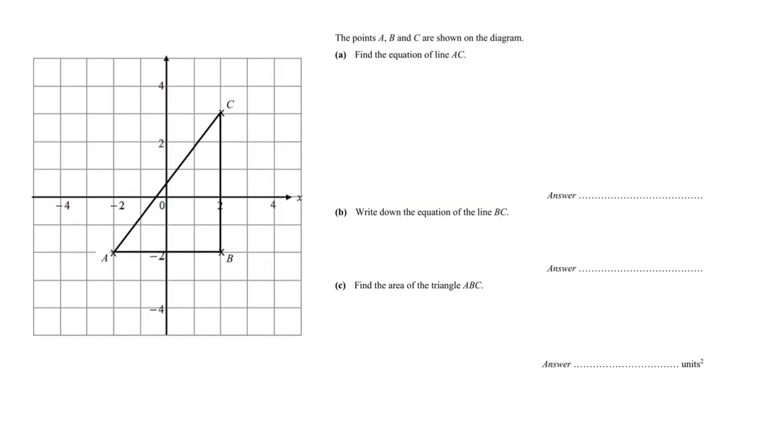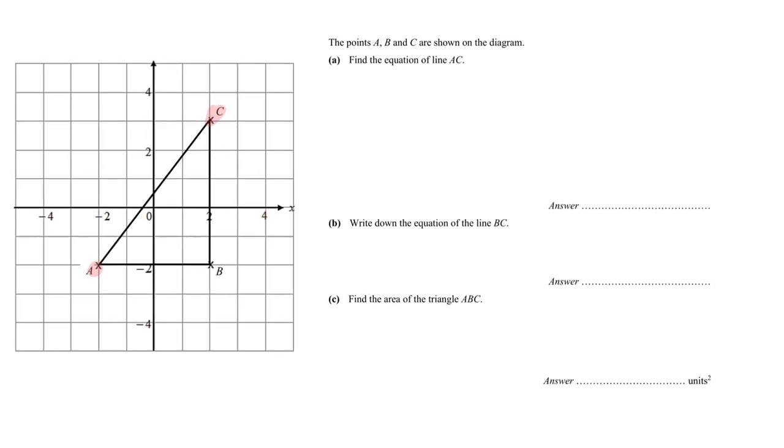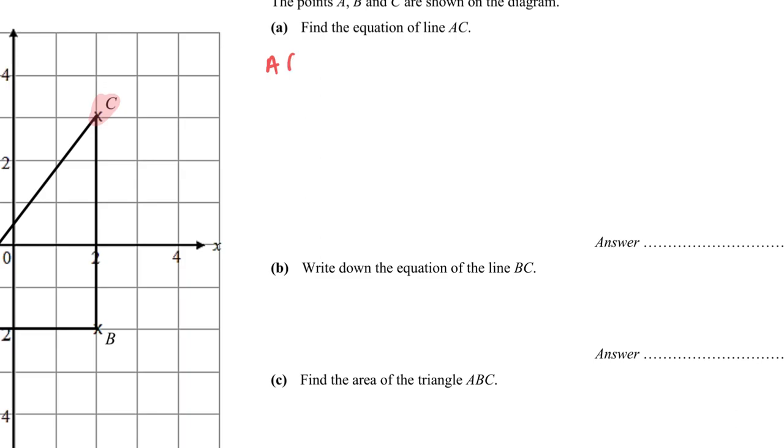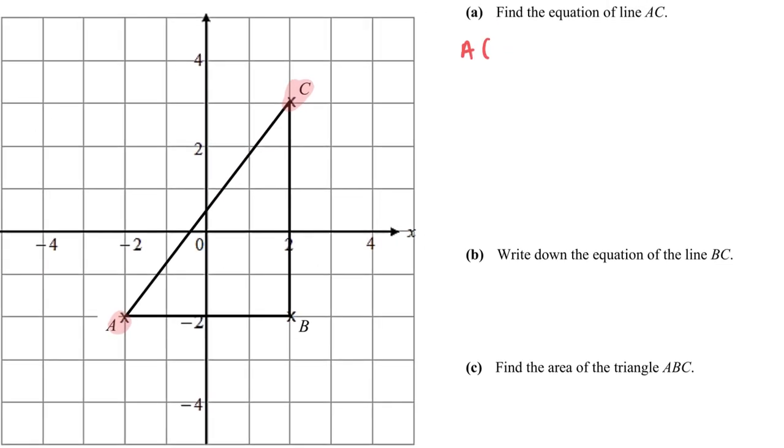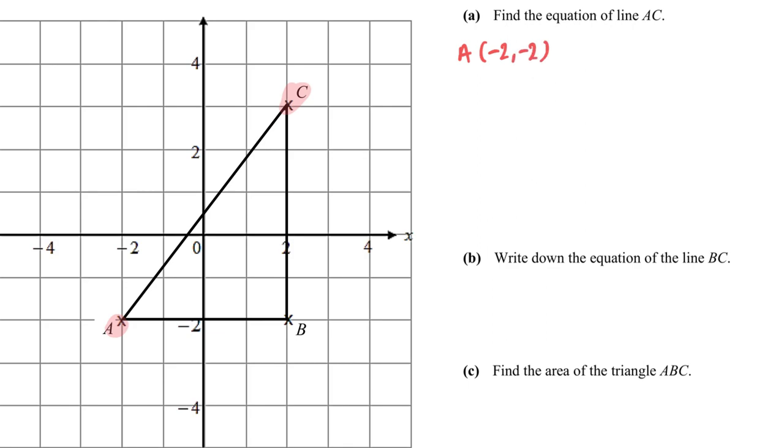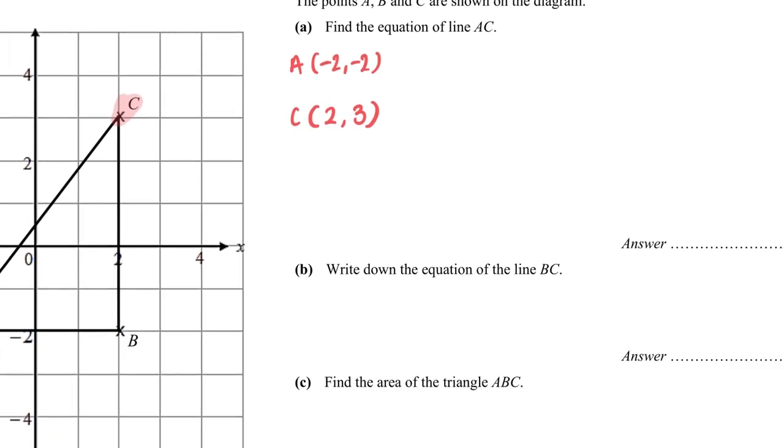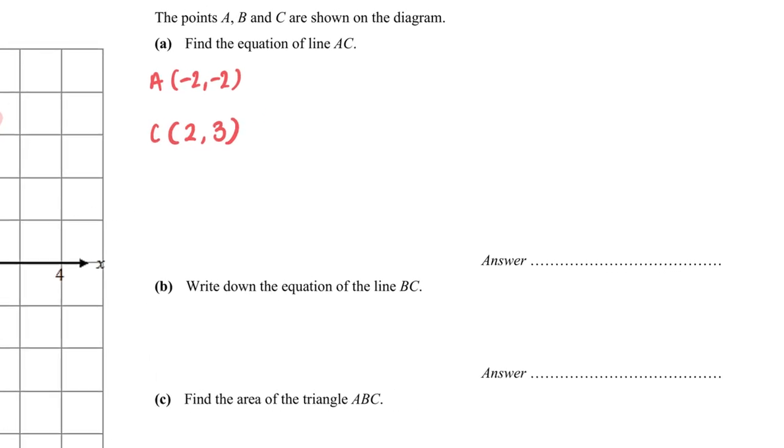Hello everyone, welcome to this problem where we are given this diagram and points A, B, C are plotted. Find the equation of the line AC. So step 1 will then be to find the gradient. So let me zoom in. Point A from the graph will be negative 2 and negative 2. Point C from the graph, x is 2, y is 3. And with that, I will then be able to find my equation of the line.